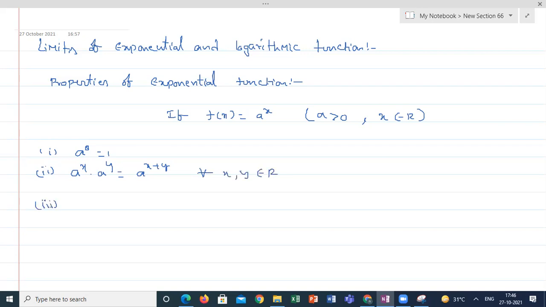Third one, (a power x) whole power y is equal to a power xy, for all values of x belongs to R. And the fourth one, a power minus x is equal to 1 by a power x. When it comes to the denominator, the power will automatically change its sign. So come to the logarithmic functions.